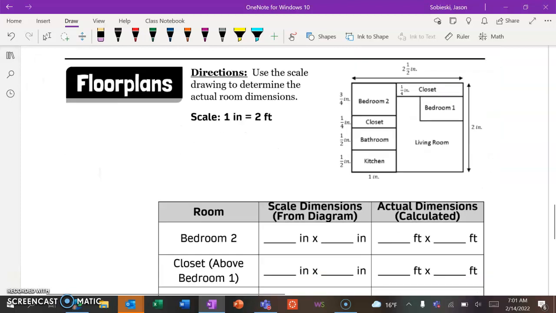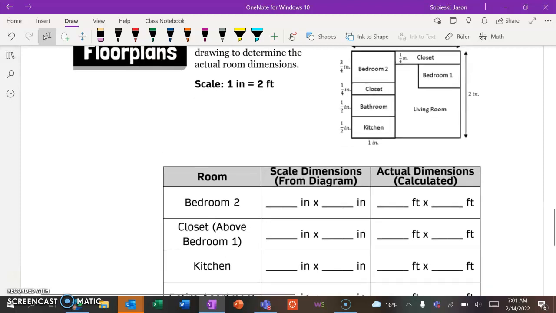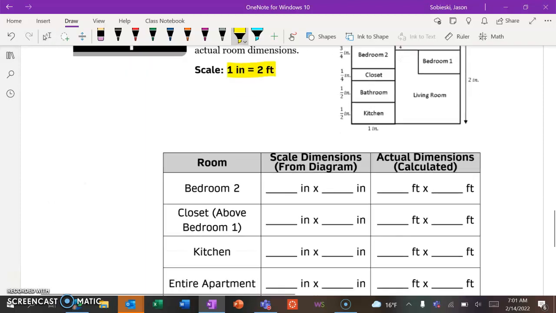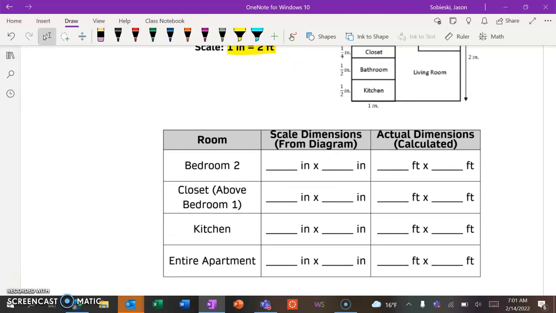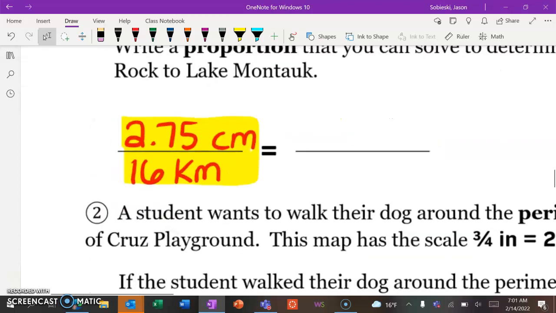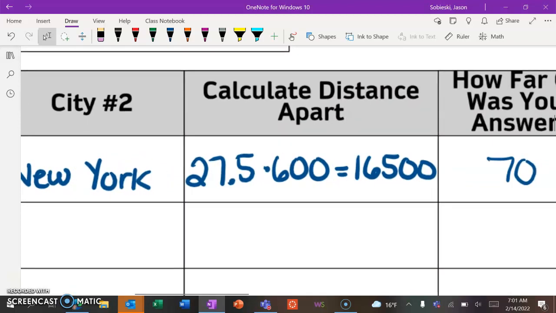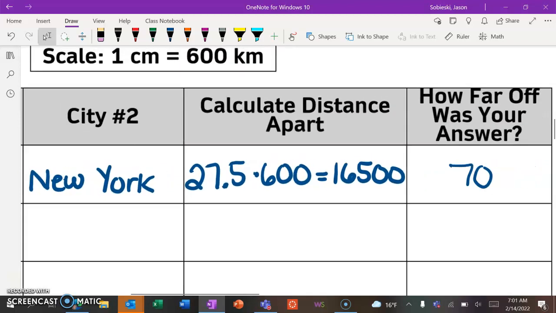And then the last one that we're just going to touch on today is the use of floor plans. It's really the exact same thing as maps, right? So they give you this diagram of an apartment, so the floor plan, it's measured in inches. And you want to see if you can use your scale, which is right here, to figure out the dimensions of whatever rooms they want you to find. Just so again, you could set up a proportion like you're going to do in number one for each of those, or you could just think about it like we did for the maps one. You could really just multiply by the scale factor.